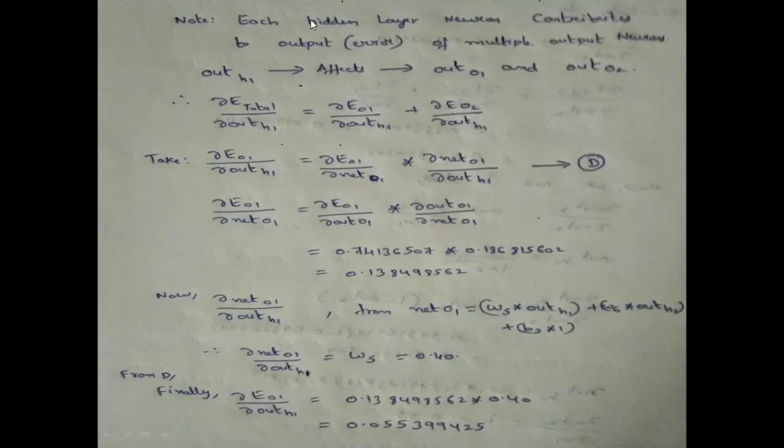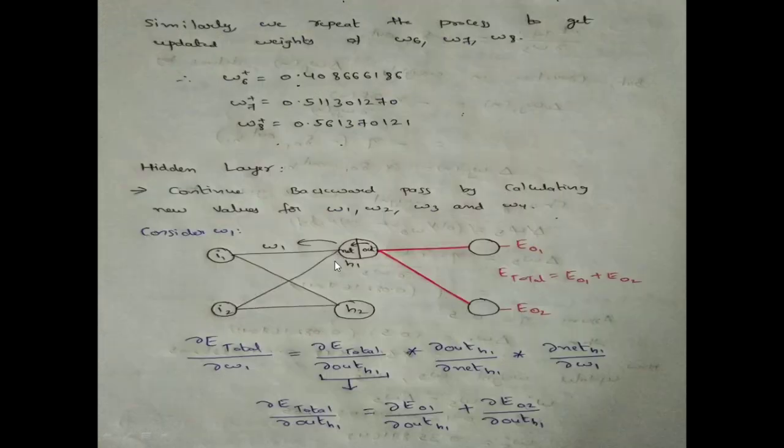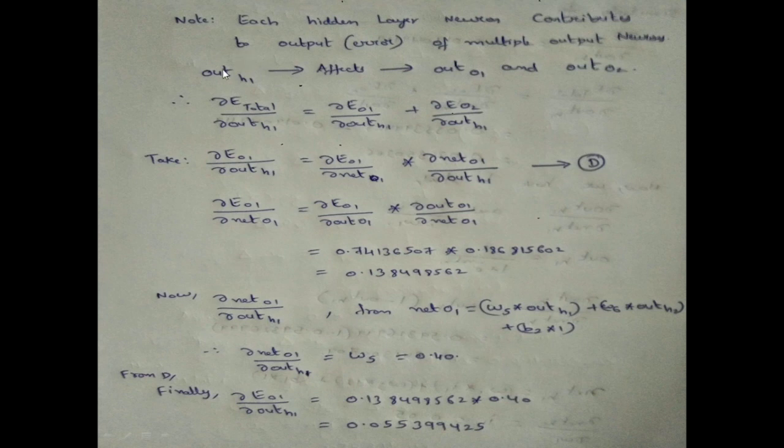One thing to note here is that each hidden layer neuron contributes to the output of multiple output neurons. If you see here, this hidden layer neuron contributes to the output of neuron O1 and of output neuron O2, and thereby it also contributes to the error value of output neuron 1 and of output neuron 2. This means the output value of hidden neuron H1 will affect the output value of output layer neuron O1 and of output layer neuron O2.